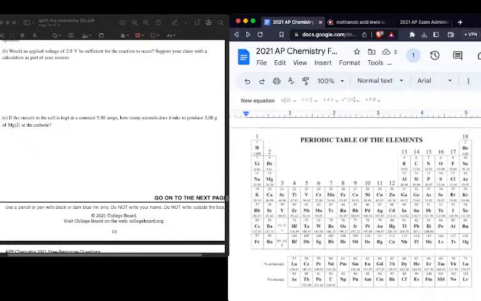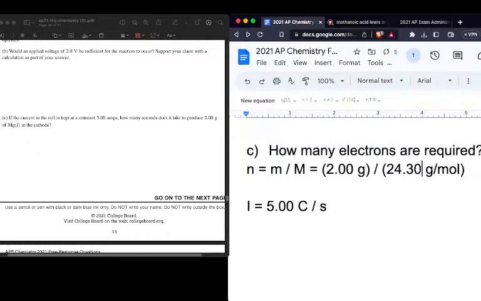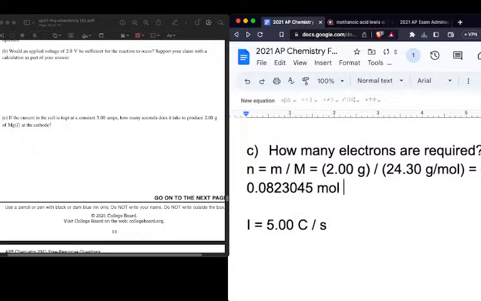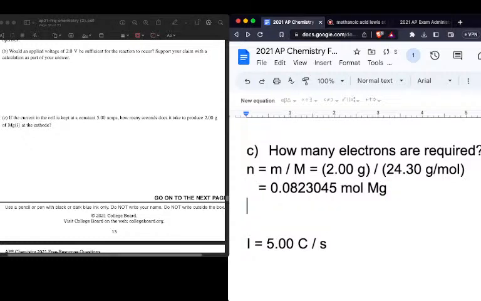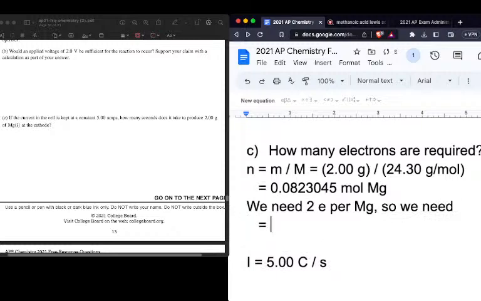Let me just make sure that's what it is. The AP periodic table is 24.30. 2 divided by 24.30, 0.0823 moles of Mg is what's required. Okay. We need 2 electrons per Mg, so we actually need to double that: 0.164609 moles of electrons.